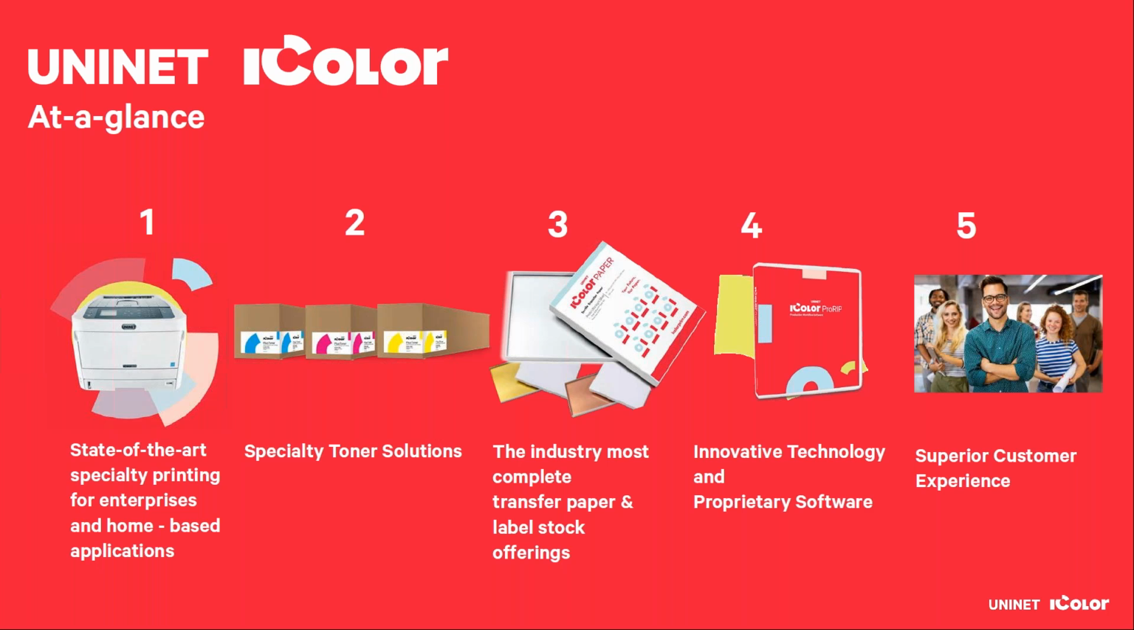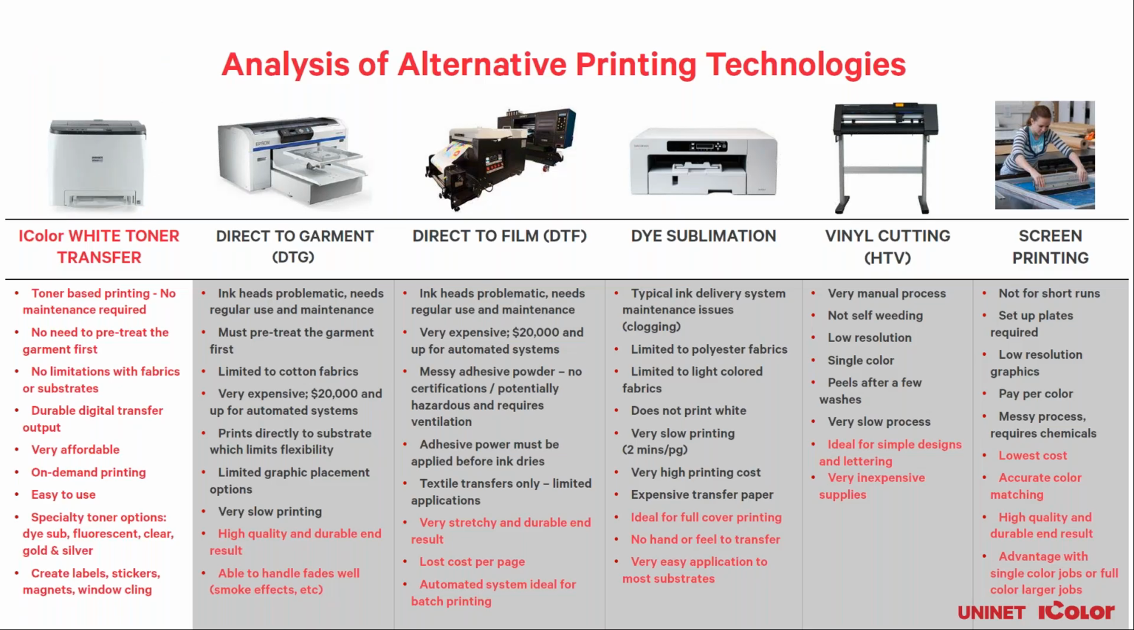So Uninet at a glance, we offer a full suite of products, services, consumables. So we not only sell the printers and equipment, but we have all the toner and consumables available, including specialty toners, which I'll get into, all of our papers, the software, customer support, service, and of course, technical support as well. So we're never going to send you somewhere else when you buy your printer from here and your heat press from there and your paper from a third party. Everything is in our ecosystem, and it allows us to support the customer in that way as well.